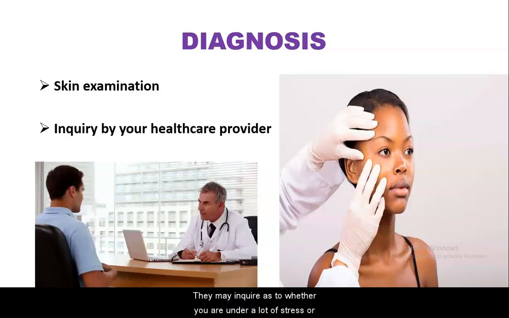They may inquire as to whether you are under a lot of stress or if you have a family history of pimples, both of which are risk factors. Your healthcare professional may inquire about your menstrual cycles if you menstruate, as pimple breakouts and menstrual cycles are sometimes linked. Sudden severe pimple eruptions in adults aged 50 and above might occasionally indicate the presence of some underlying condition that necessitates medical treatment. If you have severe pimples, you have to see a dermatologist for treatment.